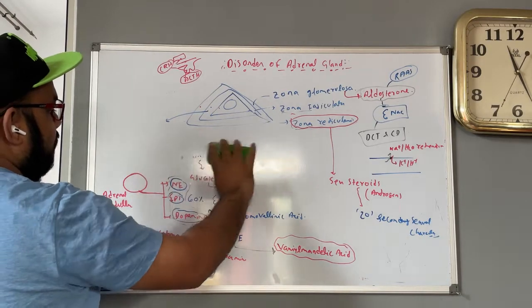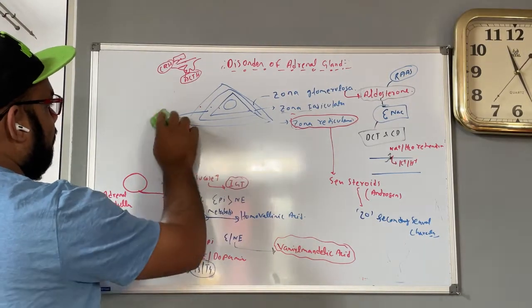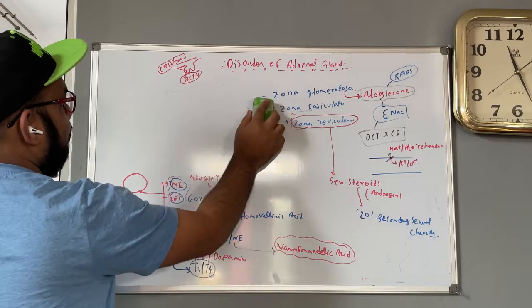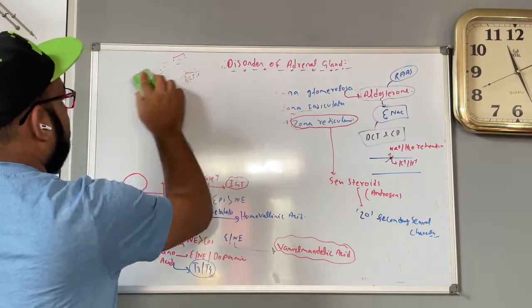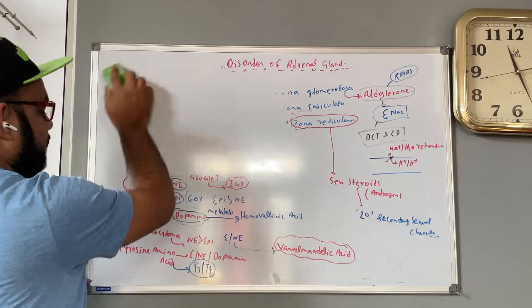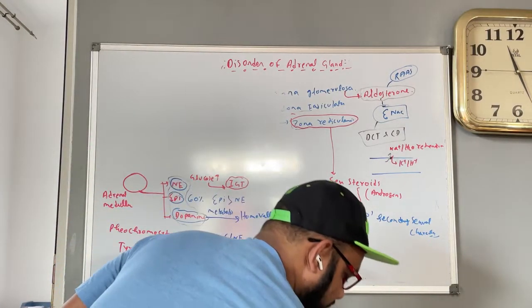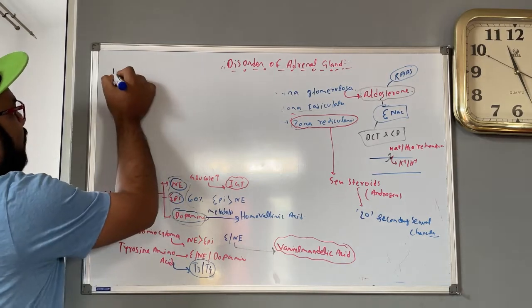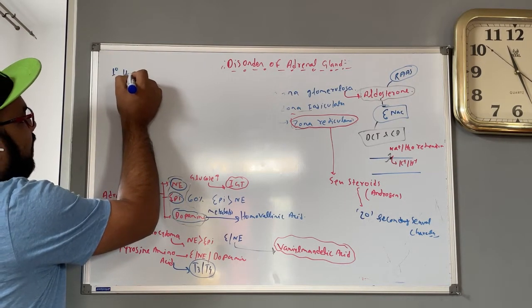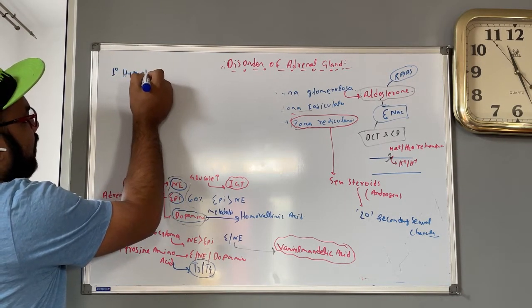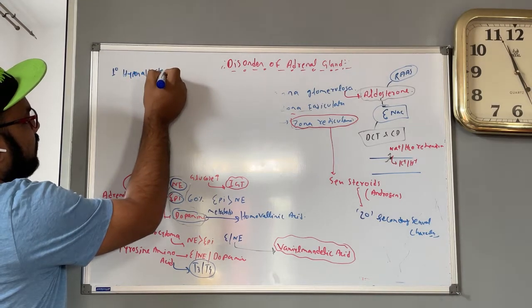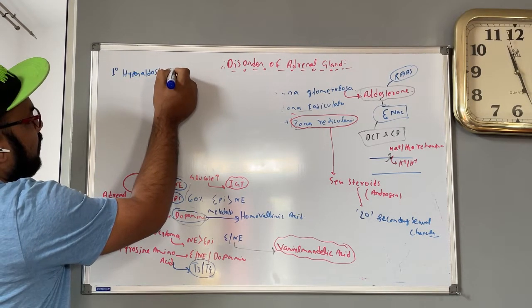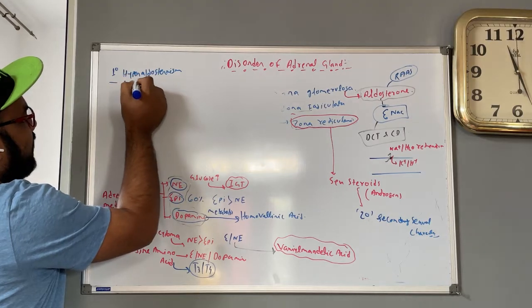So at first, we will try to cover the primary hyperaldosteronism. That means the overfunction or overaction of aldosterone. First thing, the primary hyperaldosteronism. Why do we get this type of thing?